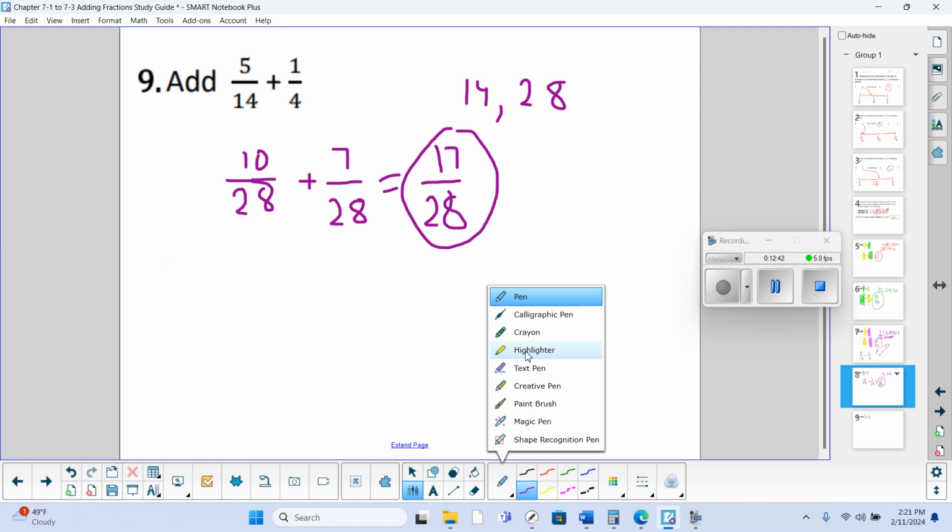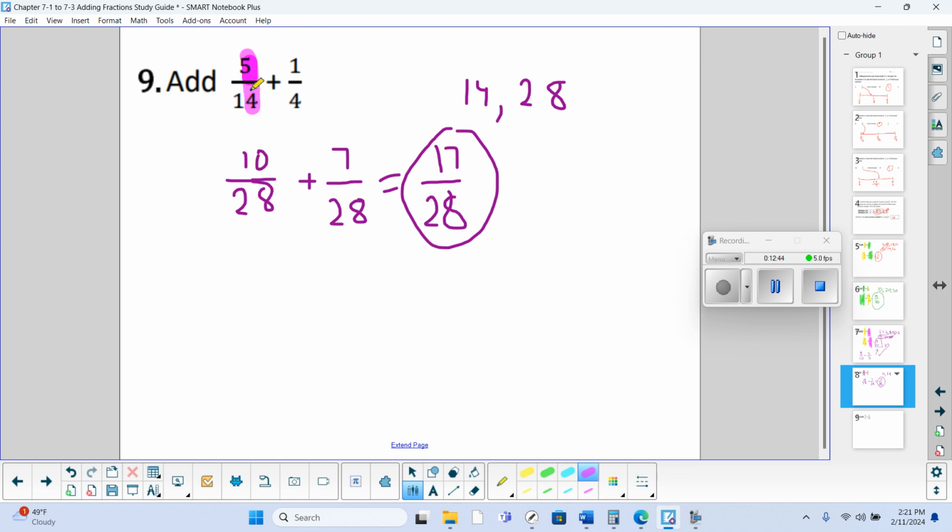I missed this part, but I want to explain it again now. 5/14 is equal to 10/28, just like 1/4 is equal to 7/28. When you add these together, once you get common denominators, you know that 10 out of 28 plus 7 out of 28 adds up to 17 out of 28.